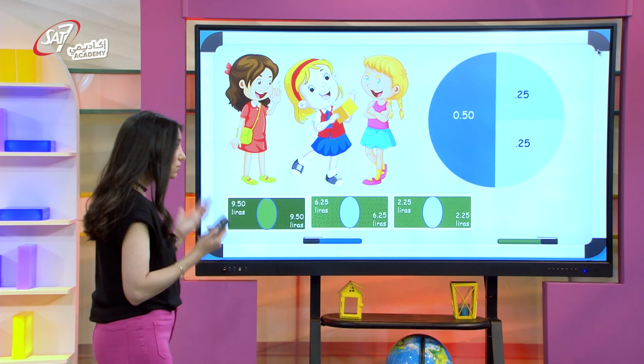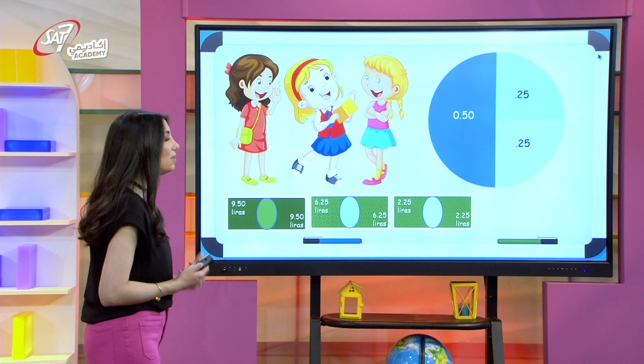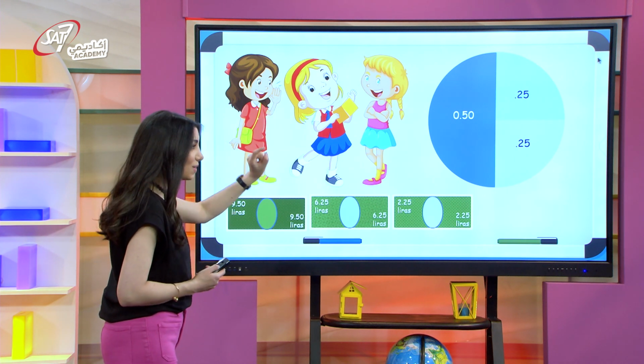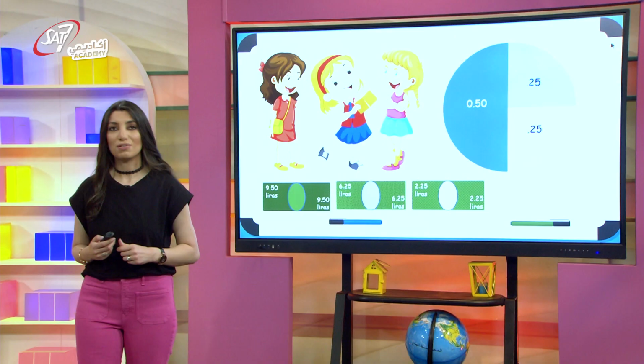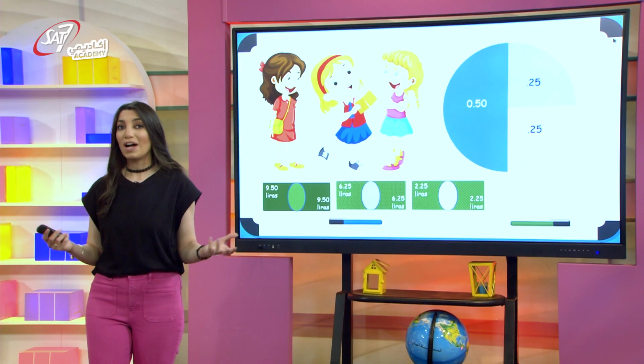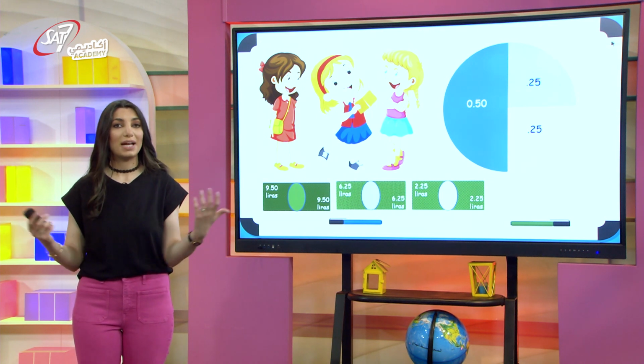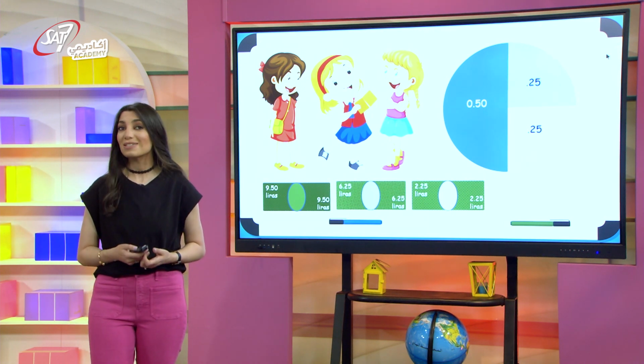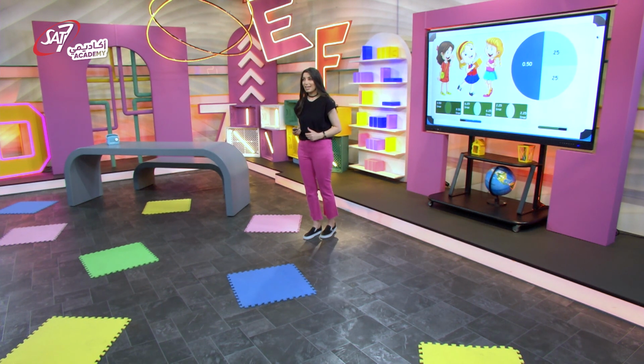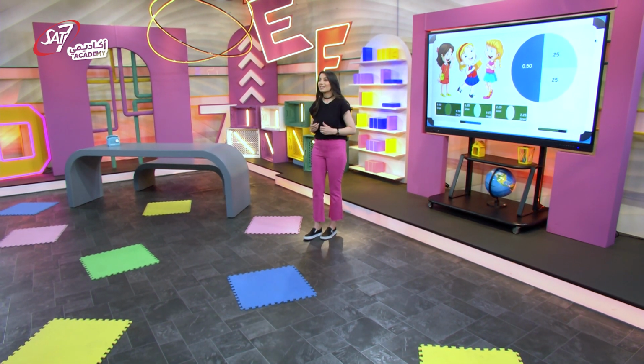The decimals all together add up to 1 lira. Half plus quarter make 1 whole. So the total amount would be 18 liras, or 18.0. Now the girls will divide the 18 among themselves. 18 divided by 3 is 6. That's correct. Each girl receives 6 liras.